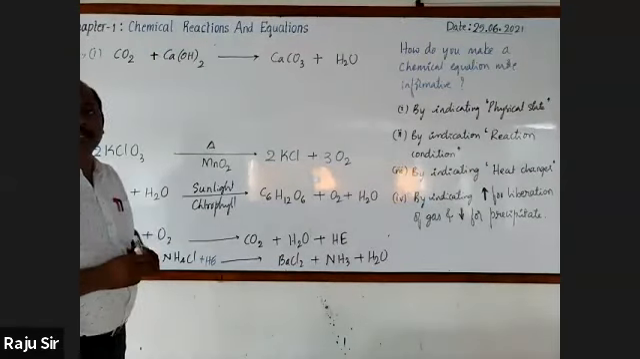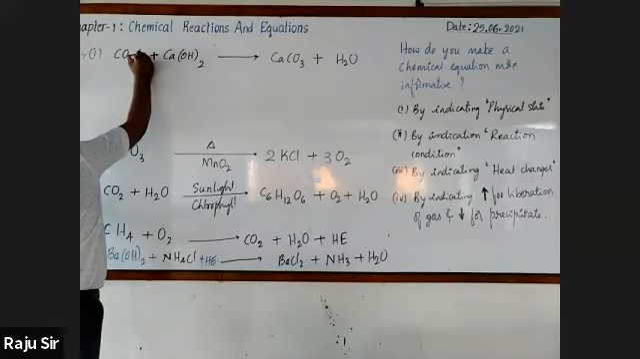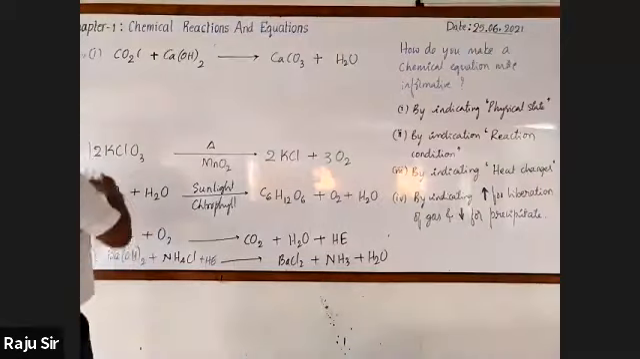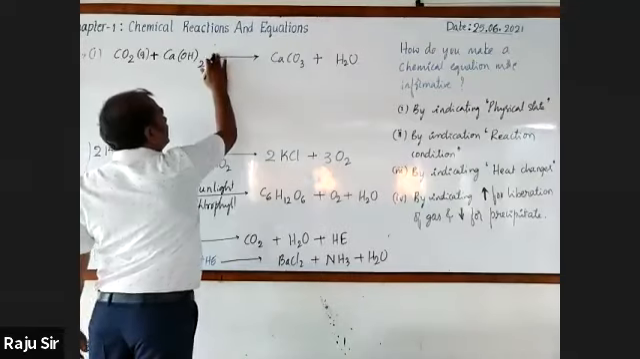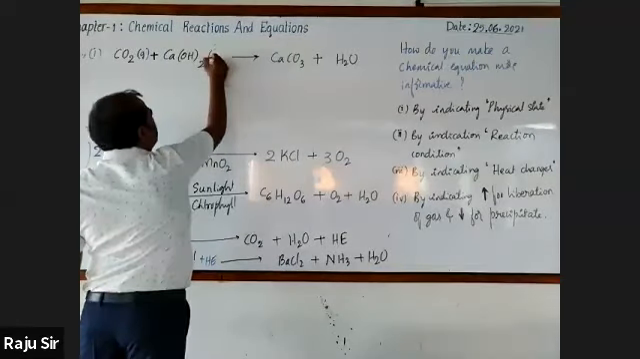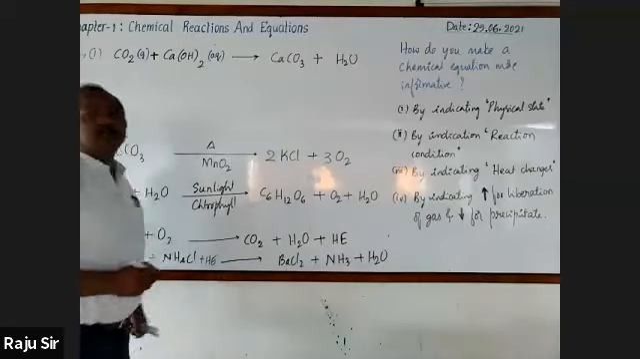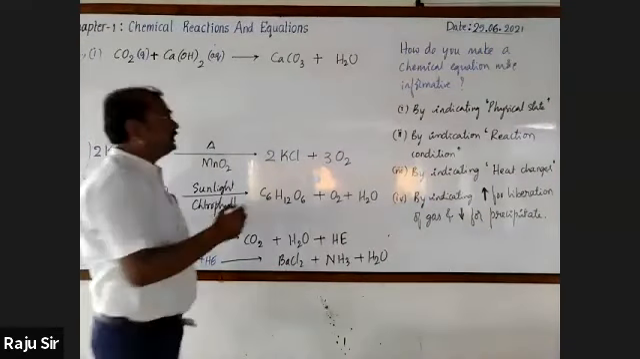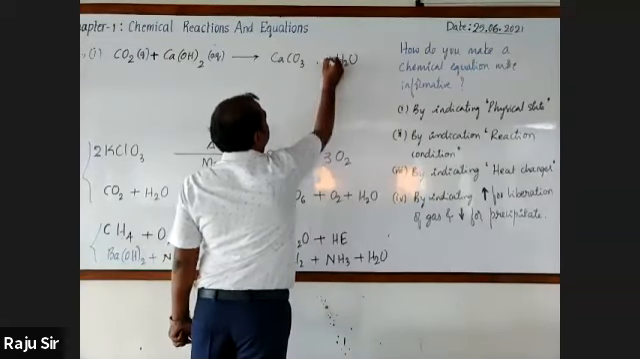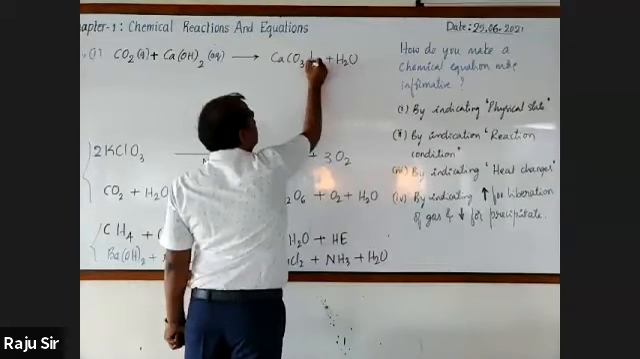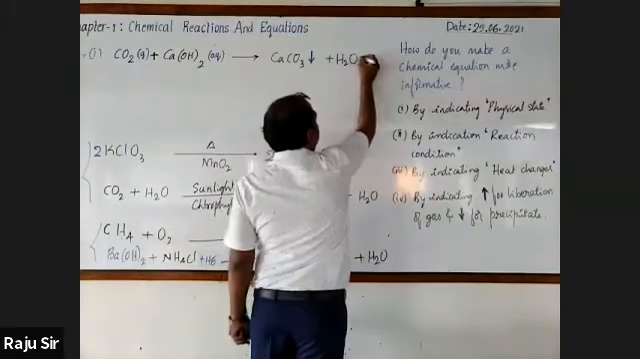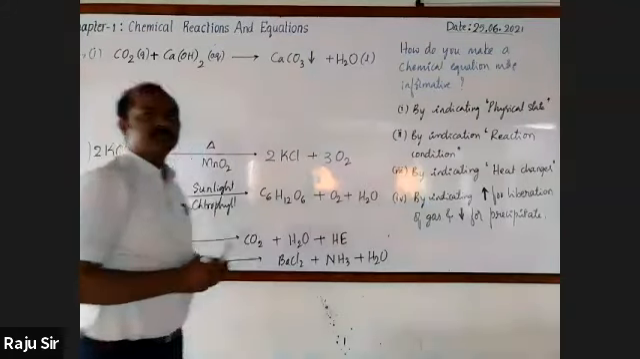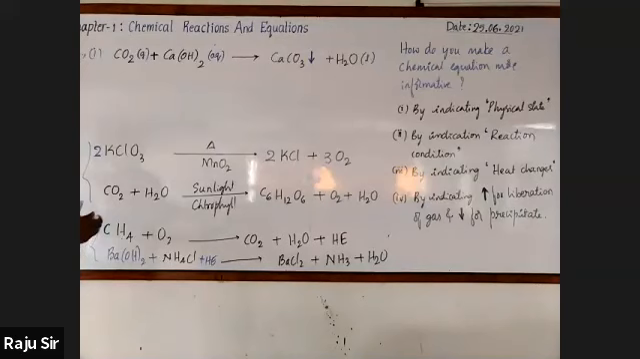After balancing, you have to write the physical state. Carbon dioxide is a gas. Calcium hydroxide is aqueous. Calcium carbonate is a precipitate, which you can mention with a downward arrow. And water is in liquid state, so you write L. Similarly, I'll take another example.